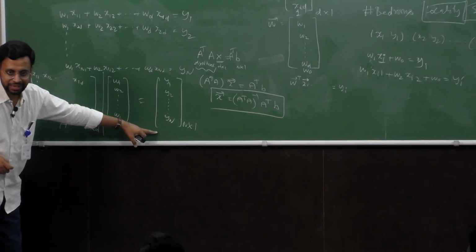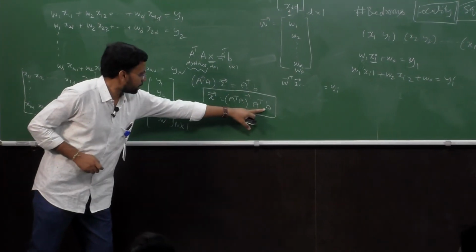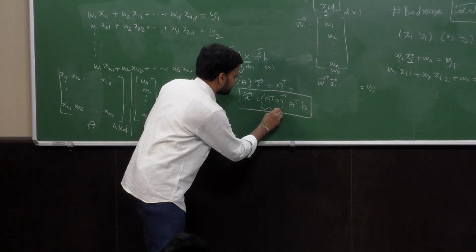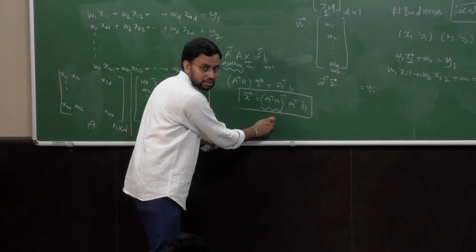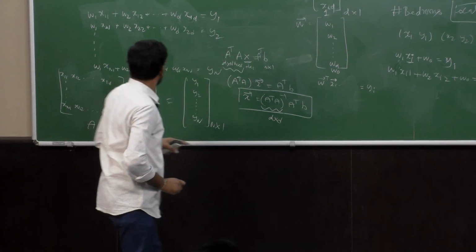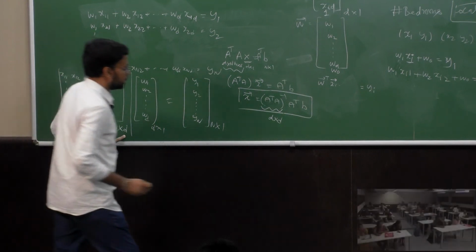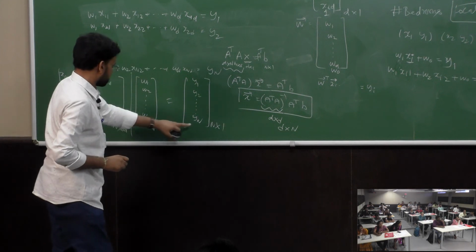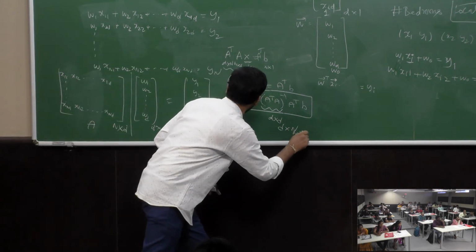then you have these y values, then you multiply that, and what would be the size of the resulting one? What is this size? D by D. What is this size? A transpose. What is our A? It is n by D, so A transpose is D by n. What is b size? N cross 1. What is the resulting x bar size?